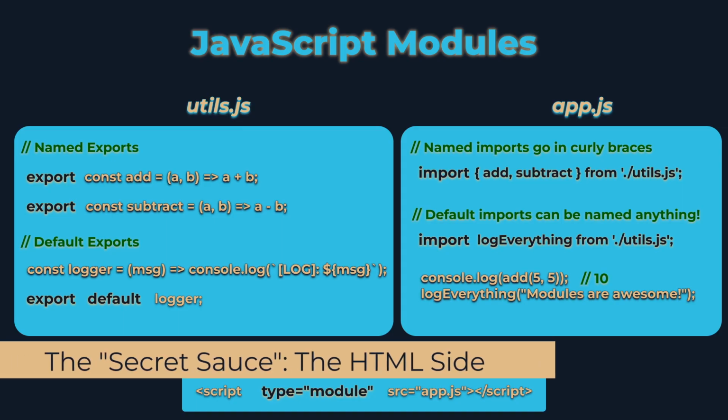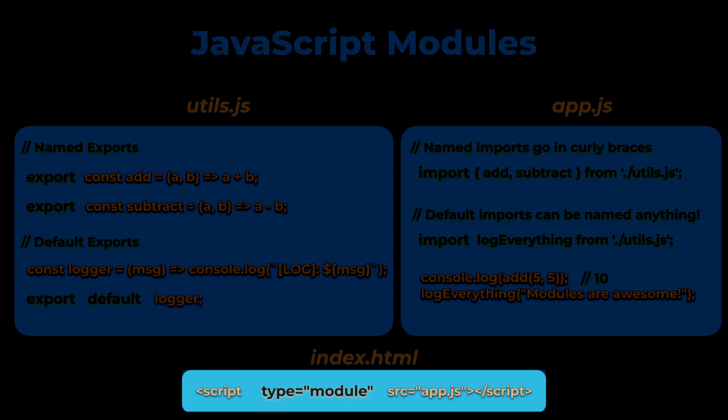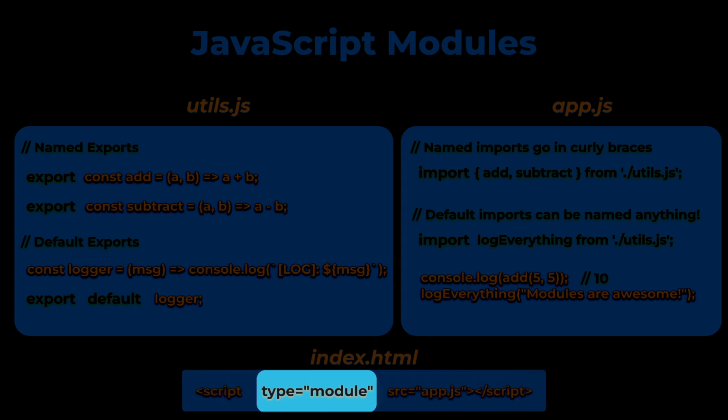Here is the part that trips everyone up the first time. If you just link your files in HTML like normal, the browser will scream at you. The browser needs to know this isn't just a regular script. It's a module. Adding type equals module is like telling the browser, hey, put on your glasses, we are doing some professional organizing here.